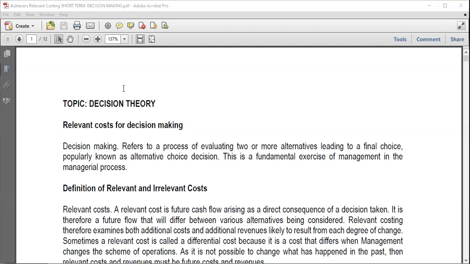All right, thank you so much for joining in here. Today we are looking at relevant costs for decision making.